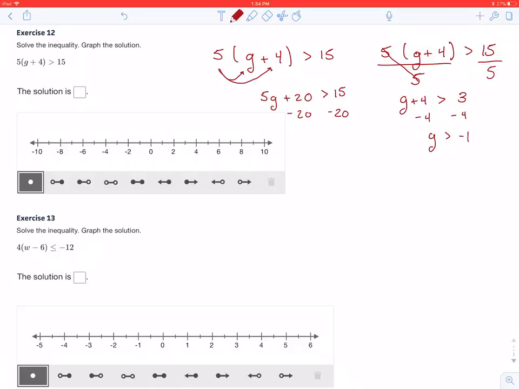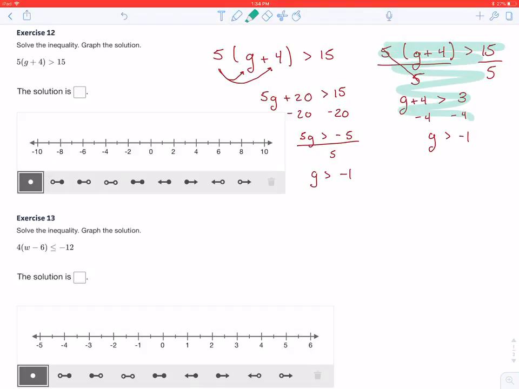We would subtract 20 from both sides, which would leave us with 5g is greater than -15. I'm sorry, it's going to be greater than -5. And then you're going to divide both sides by 5, and that leaves you with g is greater than -1. So you get the same answer, but two different ways of doing it.